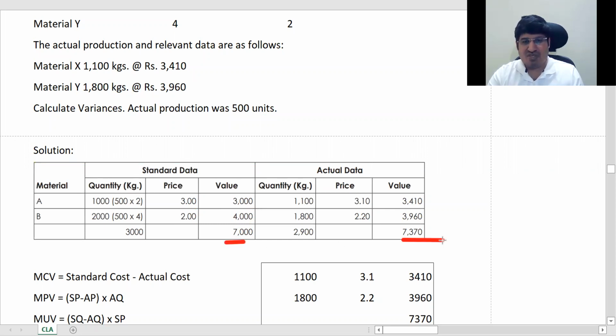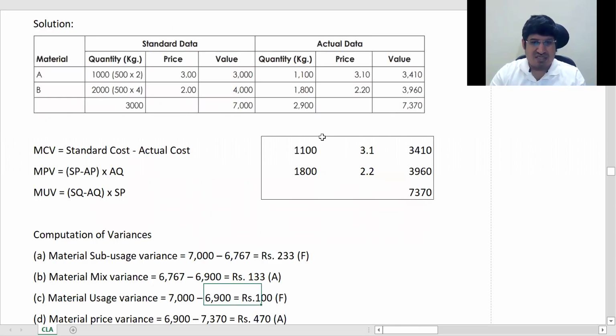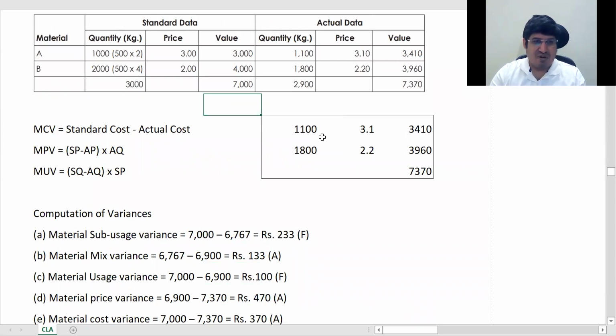ठीक है, तो अब कॉस्ट वेरिएंस क्या होगा, सीधा देख के हम बोल सकते हैं 7000 minus 7370, यानी minus 370, 370 adverse. Okay, so this will be your cost variance. ठीक है, तो अब कॉस्ट वेरिएंस के बाद नेक्स्ट हम करेंगे प्राइस वेरिएंस.